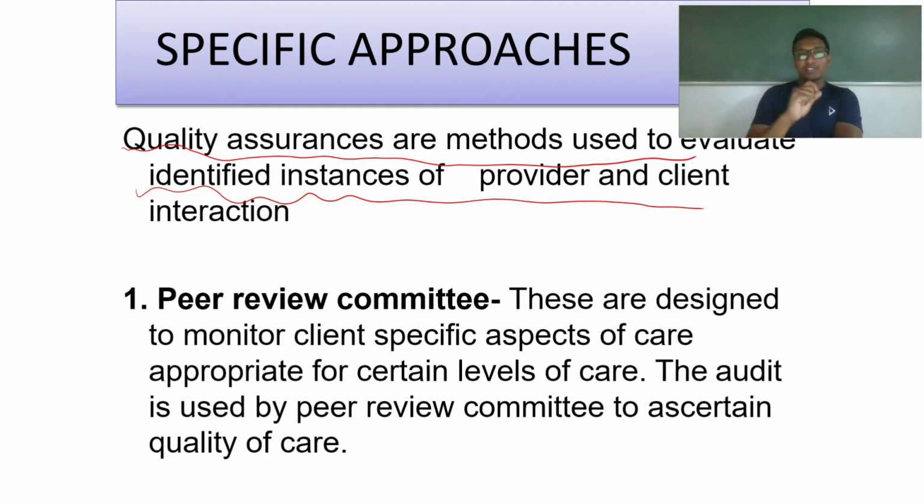These peer review committees are present within the hospital, and the hospital is completely focusing on the quality approaches. These persons are responsible for checking whether the care being provided to the client is meeting the levels or not. They will go to the patient, ask, see what the deficit areas are, and try to modify them. The audit is used by the peer review committee to ascertain the quality of care. It happens within the hospital, and people from outside can also come and do this specific quality assurance approach.